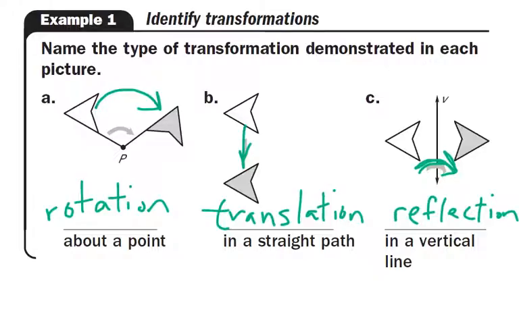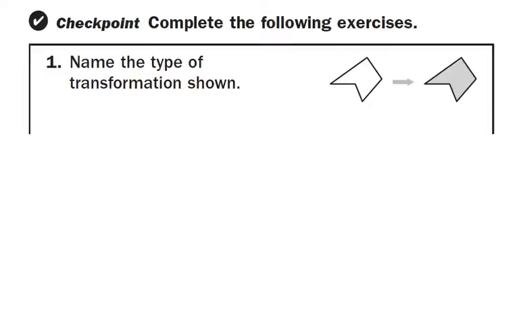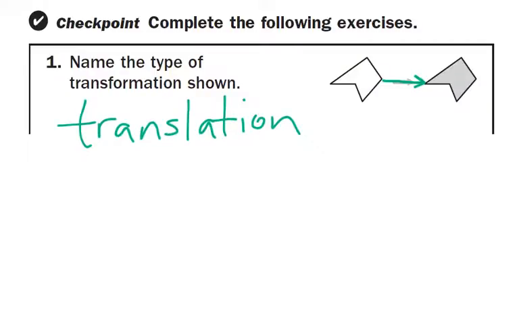So now it's your turn. Tell me, what kind of a transformation is shown in this picture? So you'll notice we are sliding from one to the next. So that is a translation. Remember, translation is sliding the figure.